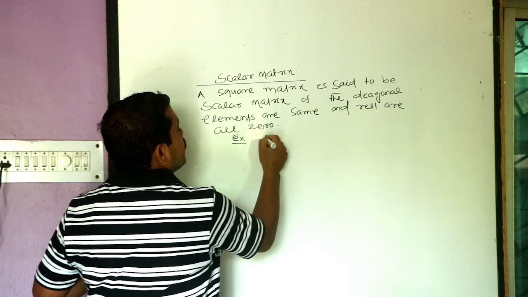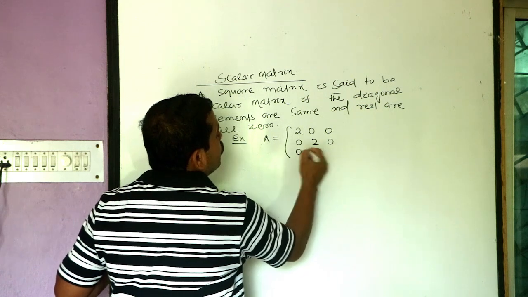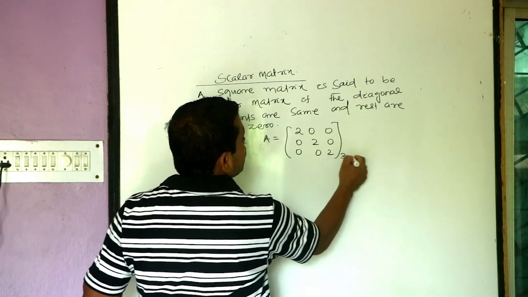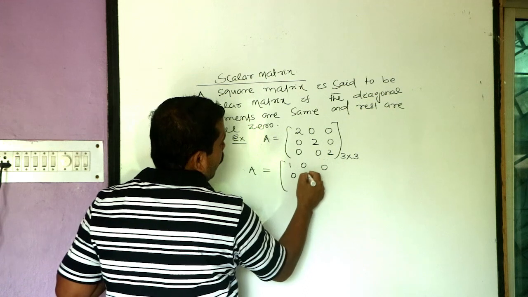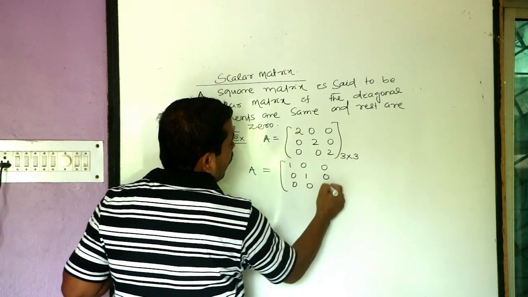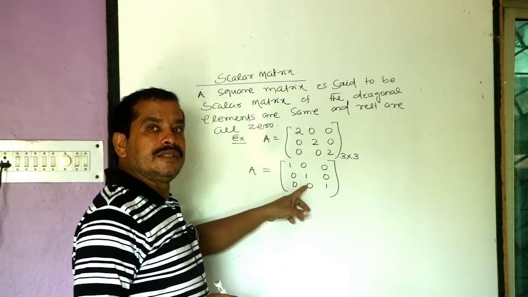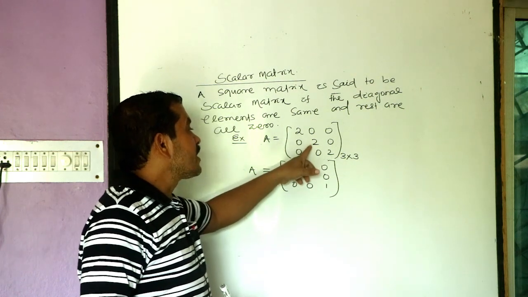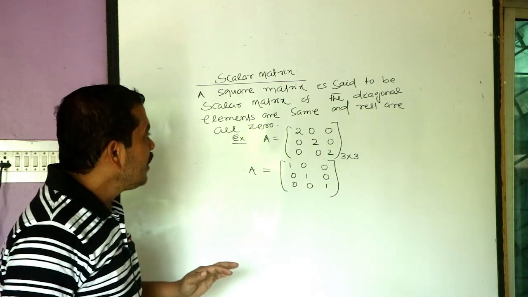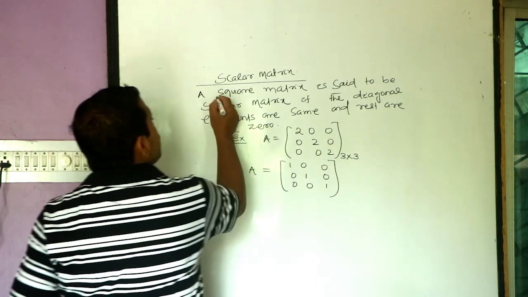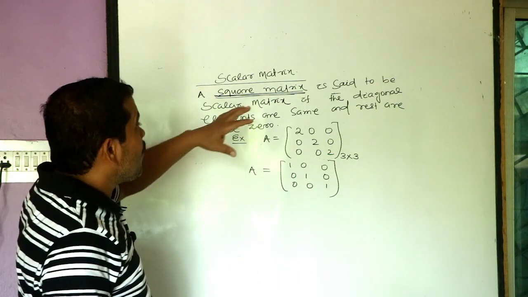For example, suppose A is the matrix 2 0 0, 0 2 0, 0 0 2. This is a scalar matrix of order 3 cross 3. A unit matrix may be a scalar matrix. All unit matrices are scalar, but not all scalar matrices are unit matrices. This is also a scalar matrix, but it is a scalar matrix only, not a unit matrix. Unit matrix means the diagonal elements are 1 and the rest are 0. But this must be a square matrix. That is the minimum condition. A scalar matrix must be a square matrix.